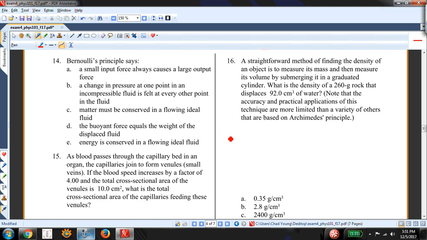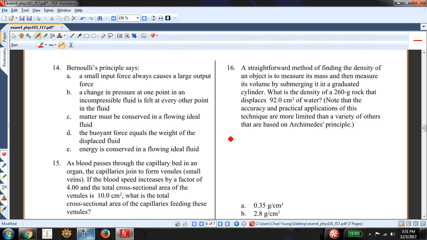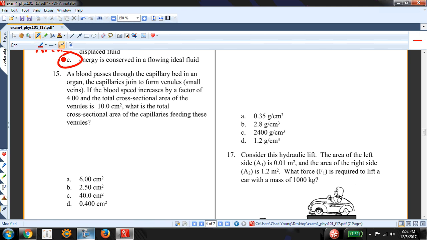Bernoulli's principle says which of these? That energy is conserved in a flowing ideal fluid. This right here, it's sort of Pascal's, but it's not always true, but it's sort of Pascal's. It's based on Pascal's. This is Archimedes. This is equation of continuity. And this is Pascal's. Again, A is just an incorrect statement, but it's based on an incorrect understanding of Pascal's principle. Okay, this was from OpenStax.